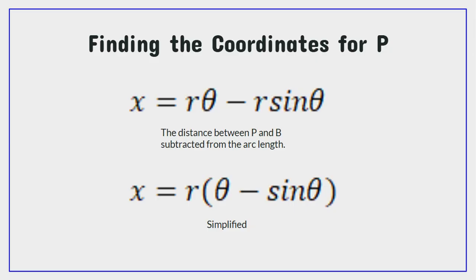X represents the distance between P and the y-axis. The parametric equation is as follows: r theta minus r sine theta. The distance between P and B subtracted from the arc length. Below that is just the simplified version.